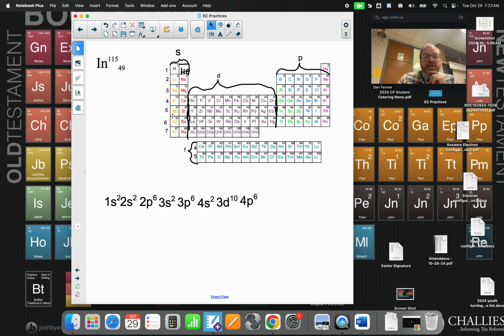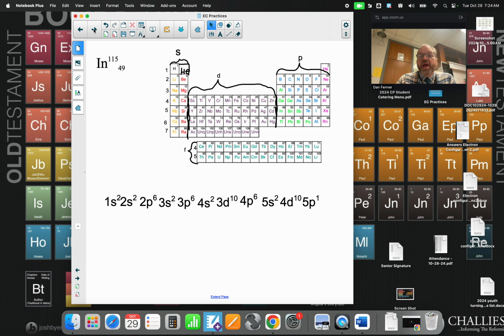Rubidium, strontium's next. That's in the fifth energy level, s orbital, so it's 5s2. Now remember, we hit the line, so we drop down again from 5 down to 4. D orbital all the way across, there's 10 of them. So 4d10, and indium's left, last one. We come back up, and we cross that line again back to the p. So we're in the fifth energy level, p orbital, and there's only 1, so it's 5p1. If you add those all up, all the way across, you should get 49 electrons, and you do.